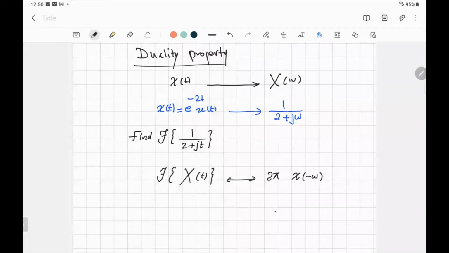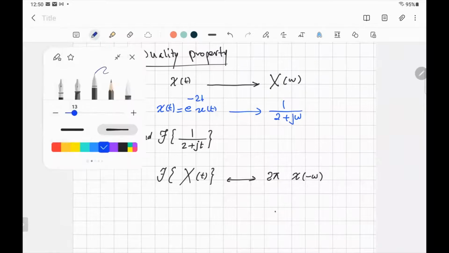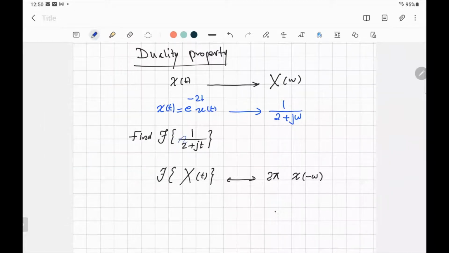What does it mean? Doing the example will make it clear. I'm asking for finding the Fourier transform of 1 over 2 plus jt. What is the relationship between 1 over 2 plus jt and 1 over 2 plus j omega? They are the same, I just replace omega by t. That's the duality I'm talking about.